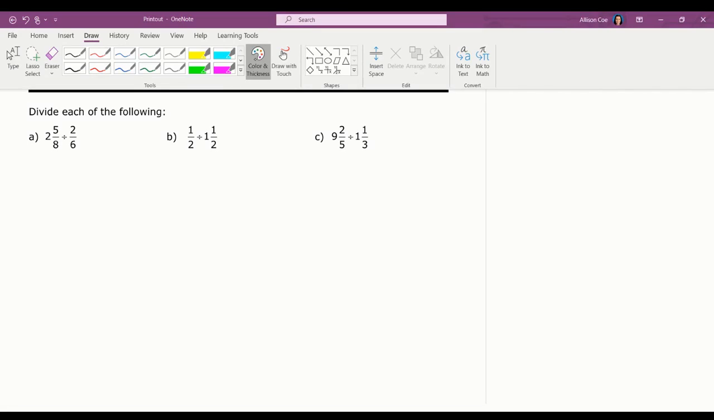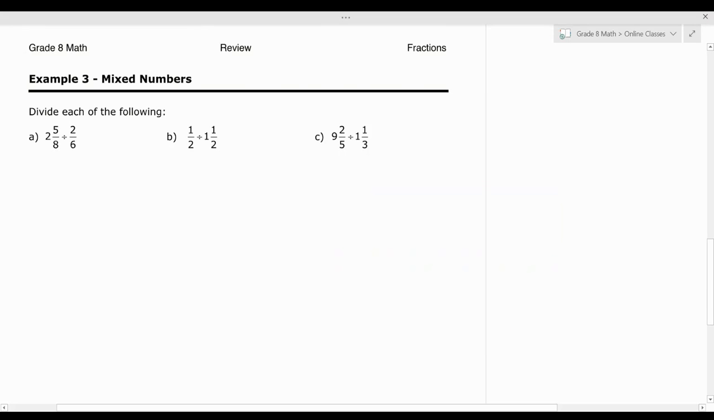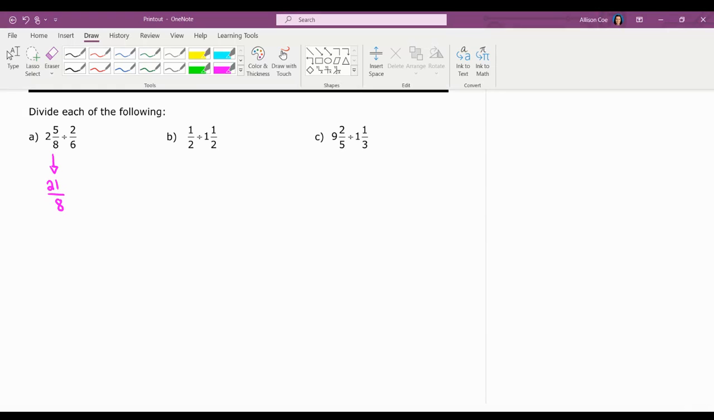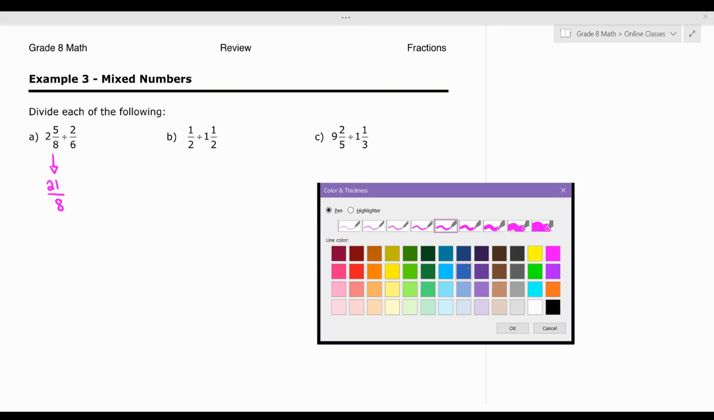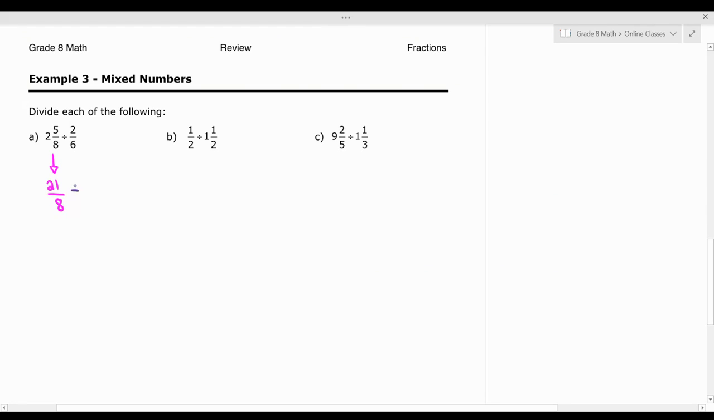So I'm going to first change this to an improper fraction. So that's like 8 times 2 is 16, add the 5. That would be like 21/8. Okay, and then still divided by 2/6. All right, go into the division.